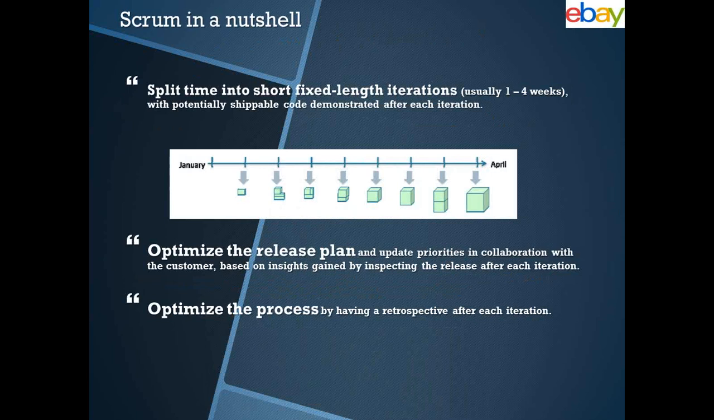After you've sorted the list by priority, you start going into iterations. You figure out fixed length iterations, usually 1 to 4 weeks, that will work for you. And you optimize the release plan, and after each iteration you learn and try to correct what's going on. This is how Scrum works. So the idea to deliver in iterations is you deliver smaller pieces faster, and as each iteration goes, you deliver the whole picture.